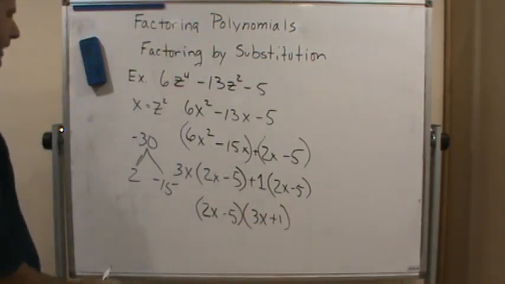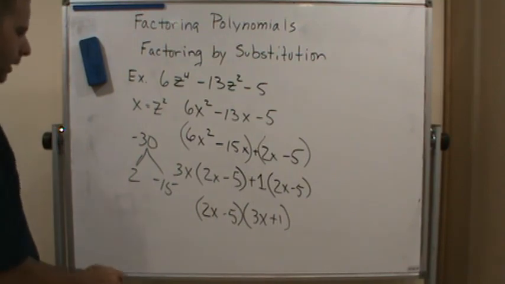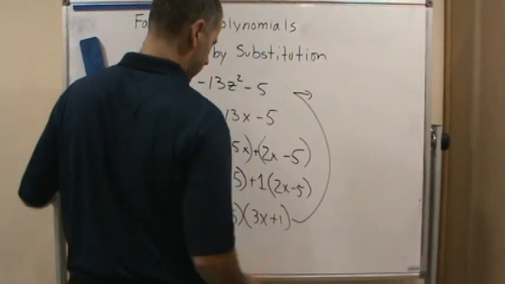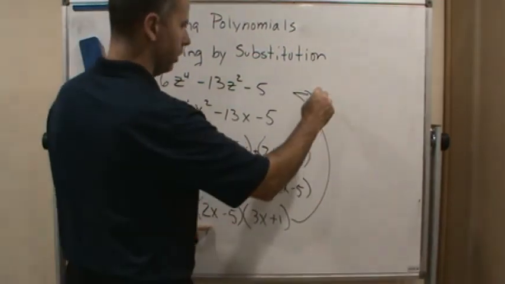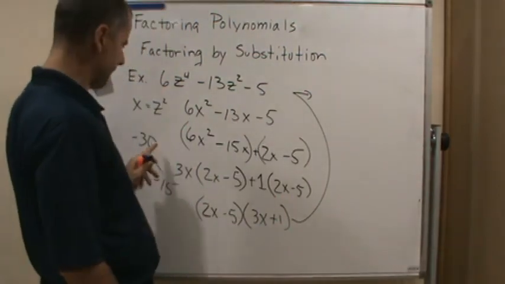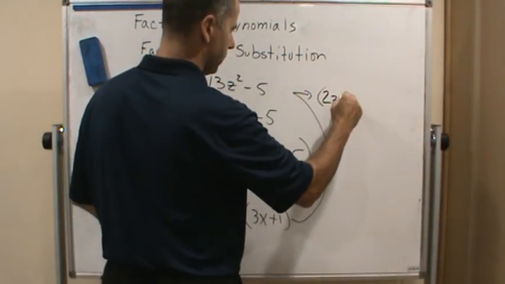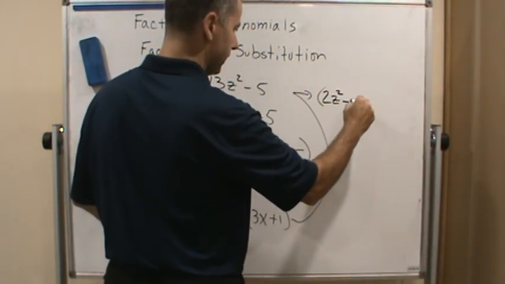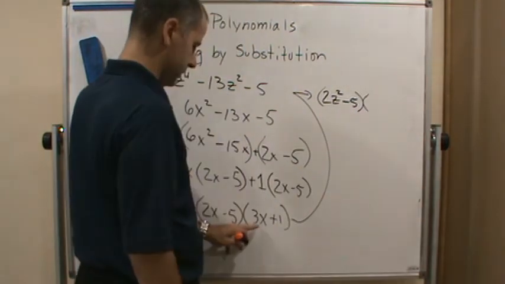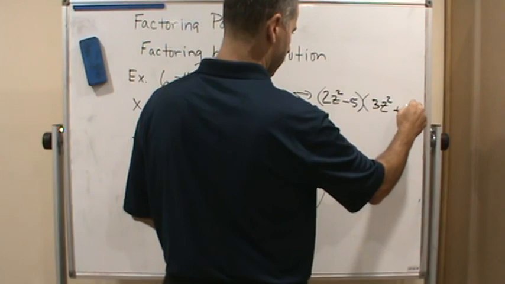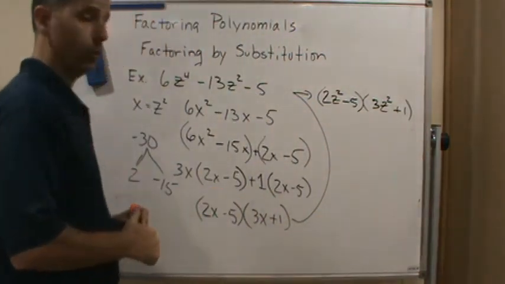And now I'm going to stick the z squared back in. So now, let me go up here. So now it's going to be 2, what is x? Z squared. So it's going to be 2z squared minus 5 times 3z squared plus 1. And we're done.